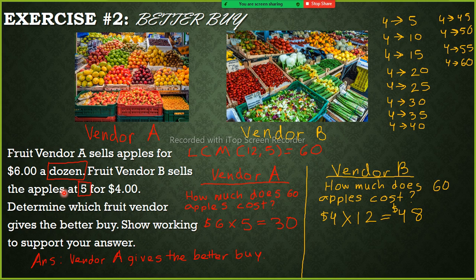And the reason why we use the lowest common multiple is because 60 is a part of the 5 timetables and 60 is also a part of the 12 timetables. So that means that we will find a round number or a whole number to be able to give a clear comparison between the two. And that's how we deal with questions with better buy. We find an equal amount and determine the prices for that equal amount.